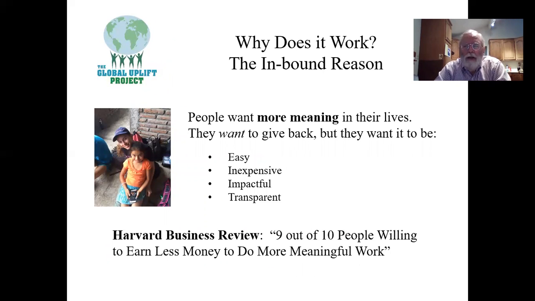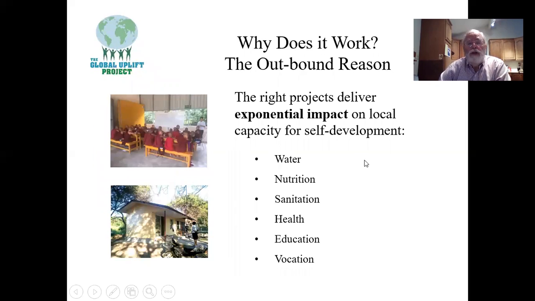Why does this work? Why is this working so well? It's because people want more meaning in their lives, don't they? They want to give back, but they want it to be easy, inexpensive, impactful, and transparent. That's what this is. Look at the quote there from the Harvard Business Review. 9 out of 10 people are willing to earn less money to do more meaningful work. That says it all. Now, on the outbound side, it works because the projects deliver catalytic impact in their environments.